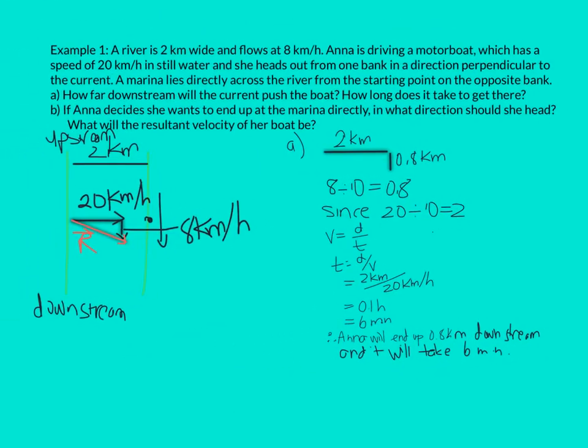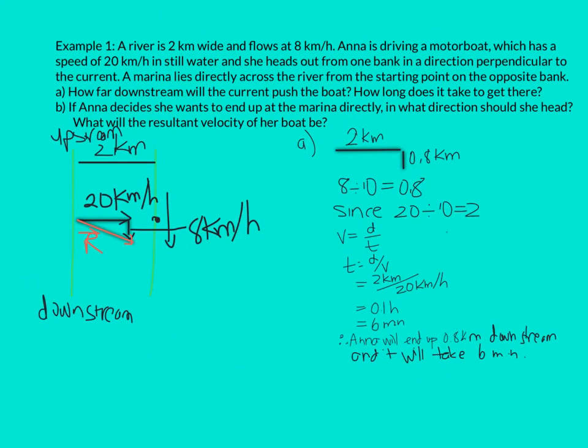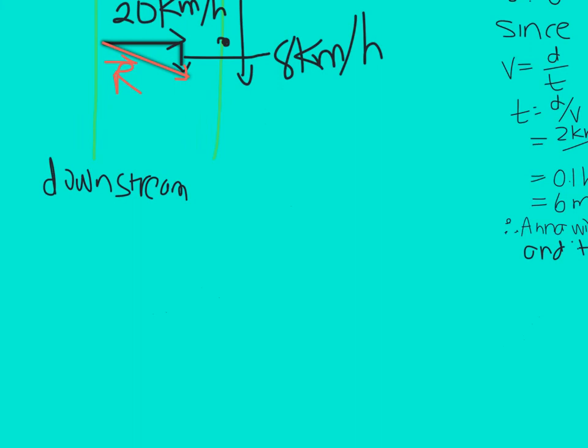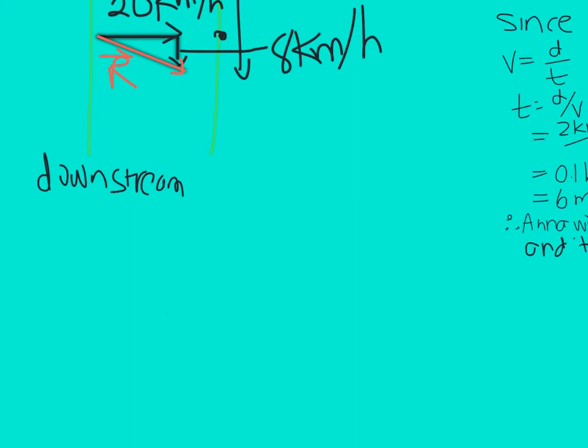Okay, let's take a look at part B. If Anna decides she wants to end up at the marina directly, in what direction should she actually head out so that the resultant velocity will allow her to end up at the marina? And what will that resultant velocity be? So what we know here is that she needs to end up with her resultant velocity going directly across.